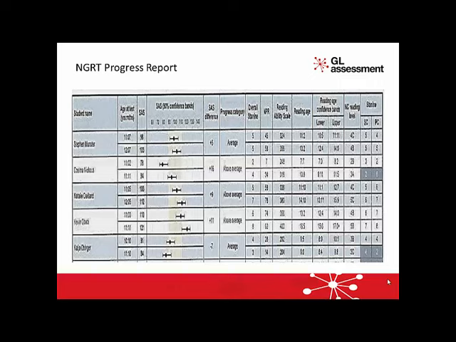Here's an example of a progress report from New Group Reading Test. For each student, we have their age at the 2 New Group Reading Test assessments, followed by their standard age score for each assessment, and then the difference between these scores, shown as a plus or minus number. These numbers are further categorized as either above average, average, or below average.